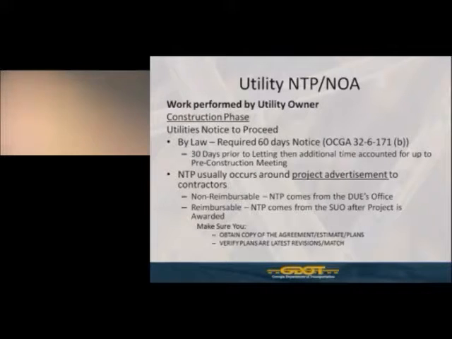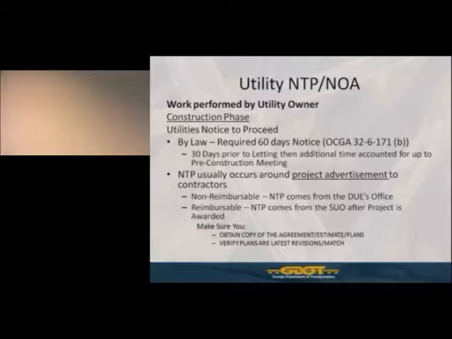Now, as I mentioned earlier on the work plan, the department is required by law to give the utilities 60 days notice. That's covered under OCGA section 32-6-171 section B. Essentially, the way the department provides that notice is 30 days prior to a letting. It's when the project is advertised. That's also when you will get a notice from the district with the final plan submittal and so forth. And then the additional time gets accounted for up to the contractor holding his pre-construction meeting, which typically is 3 to 5 weeks out from him being awarded the project. So that would be the notice to the utility owners.